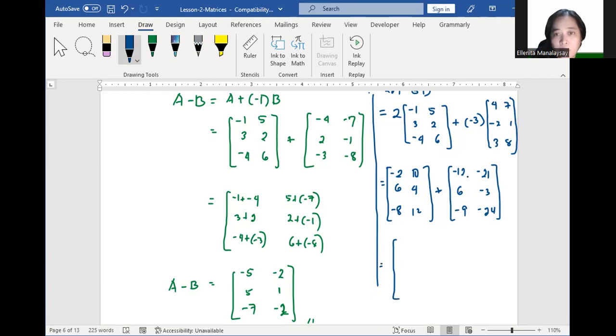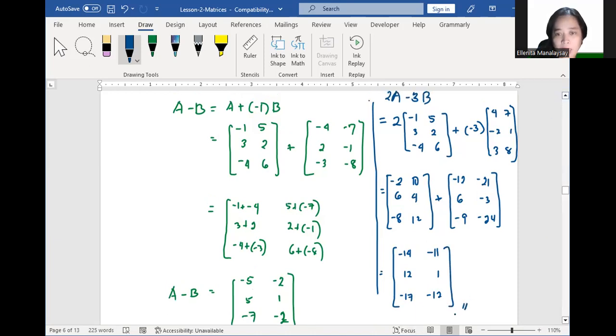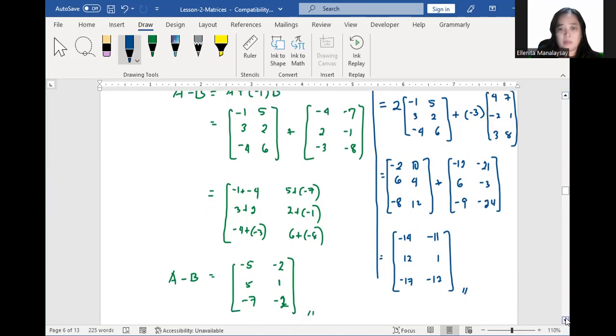We have -2 plus -12 is -14. Then 10 plus -21 is -11. 6 plus 6 is 12. 4 plus -3 is 1. -8 plus -9 is -17. And 12 plus -24 is -12. So this will give us 2A minus 3B.